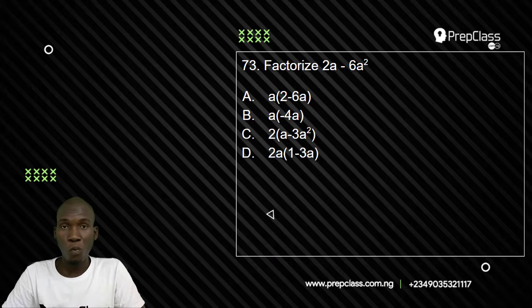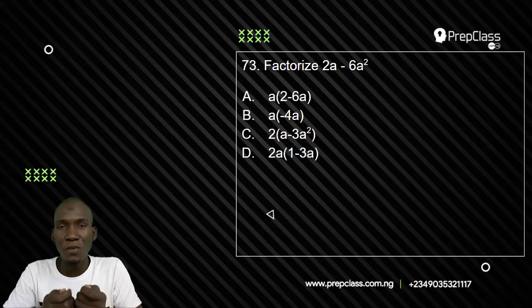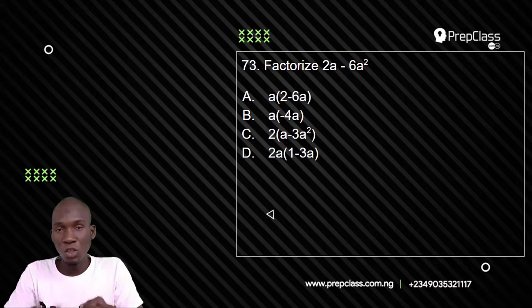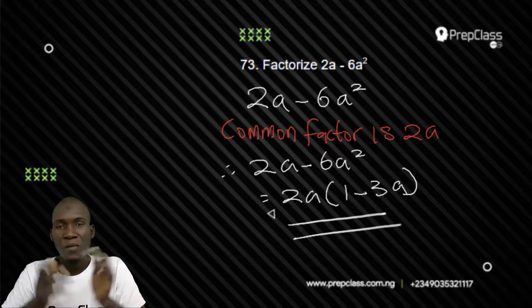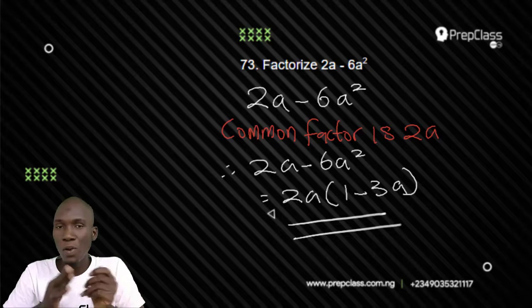Now in this question, we are to factorize. And to factorize, it means we have to first of all factor out the common factor. Now after getting the common factor, then you can simplify your expression. So here we have 2a minus 6a squared. What is going to be the common factor here? For 2a minus 6a squared, the common factor is 2a.